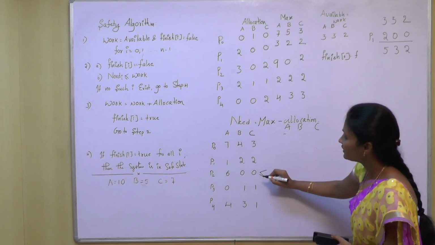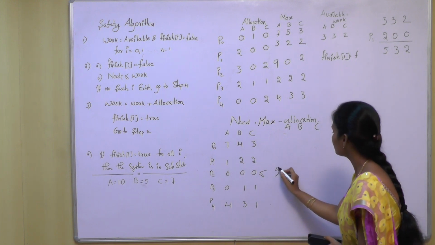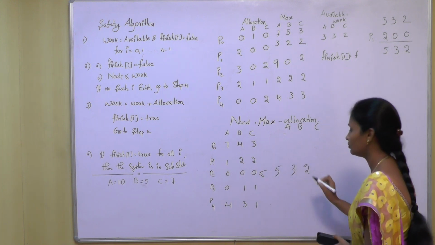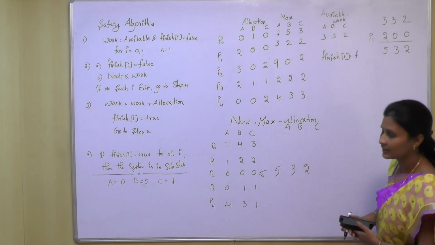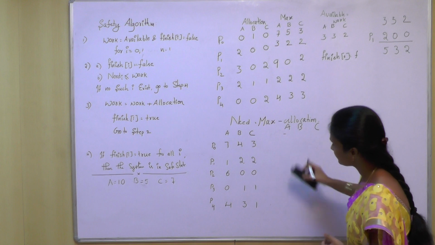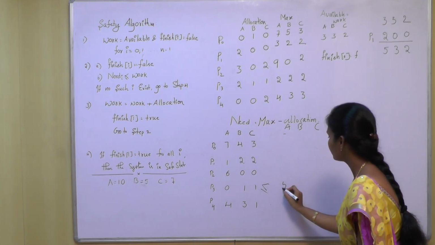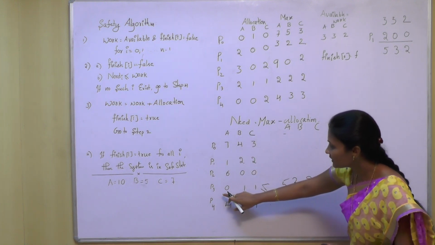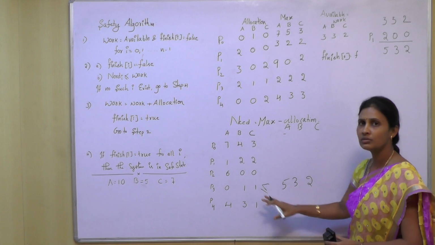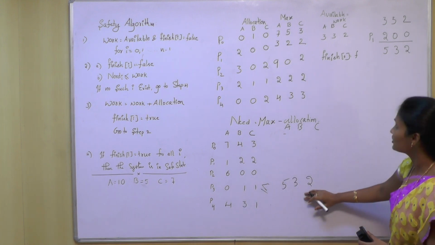We have to check whether 6, 0, 0 is less than or equal to 5, 3, 2. No, this is not satisfied. So we move to the next process. The available resources are 5, 3, 2. The need of process P3 is 0, 1, 1 only. Now process P3 can use the available resources. This condition is true.